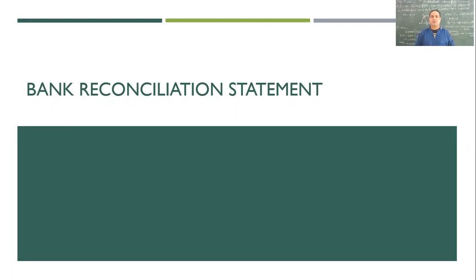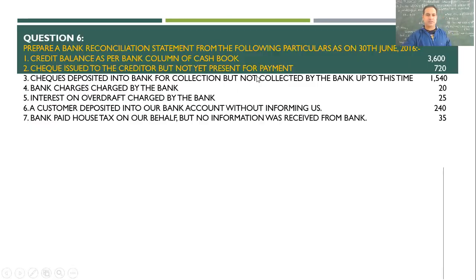In this question, a negative balance is given, a credit balance as per the cash book. So here is the question. Prepare a bank reconciliation statement from the following particulars on 30th June 2016. Credit balance as per bank column of cash book. According to the cash book, a credit balance is a negative balance or overdraft balance. So we will put the credit balance on the minus side.